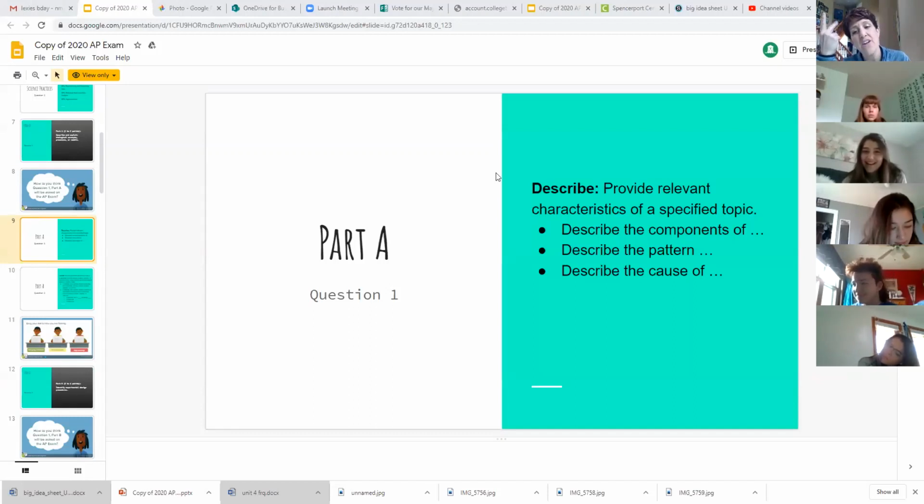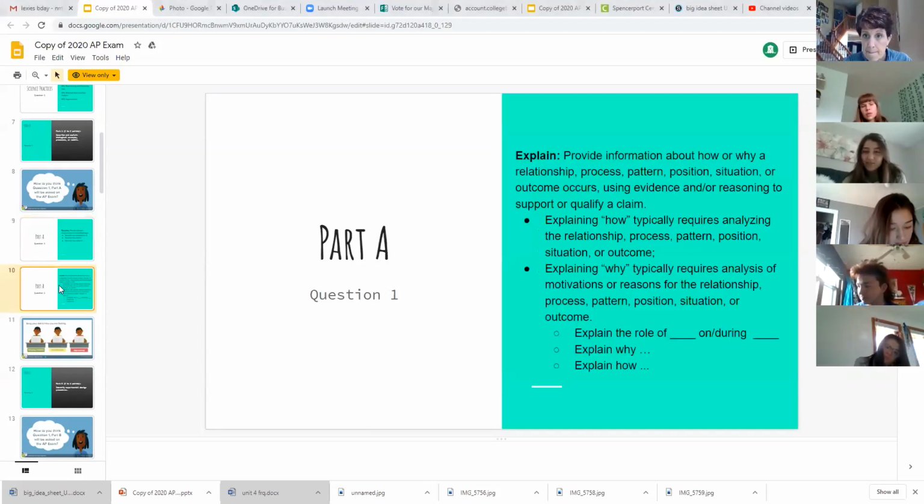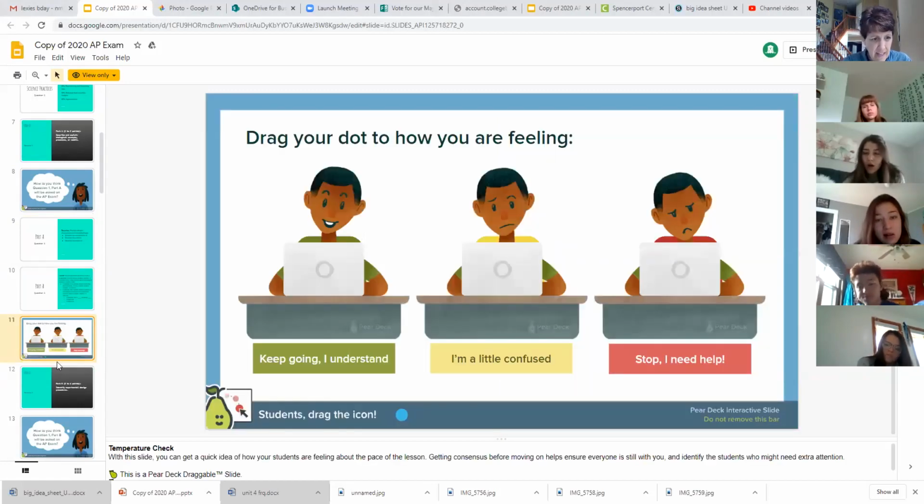So describing patterns or causes or parts of an experiment. Explain. Again, I'm going to make up a practice one that's like this.